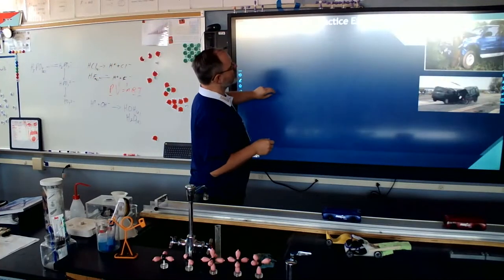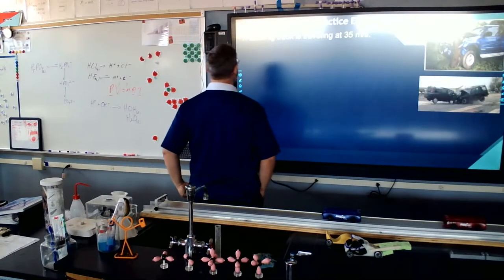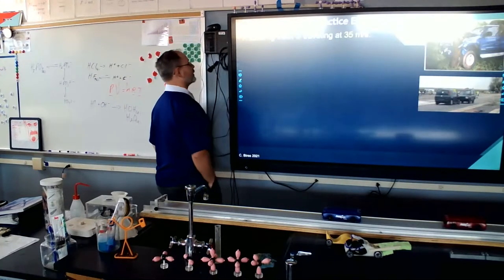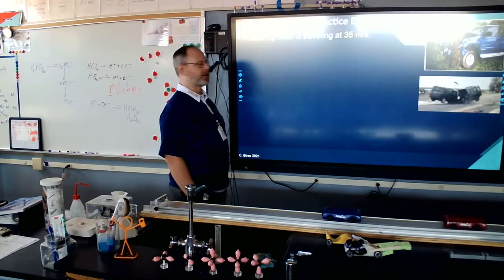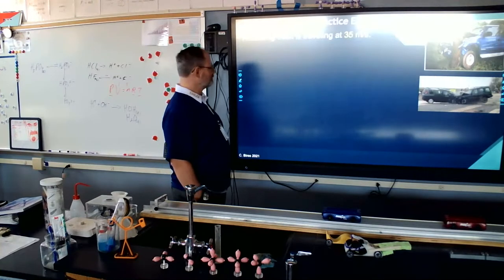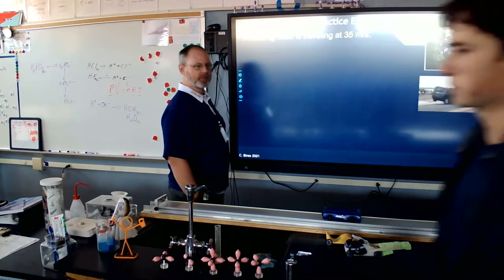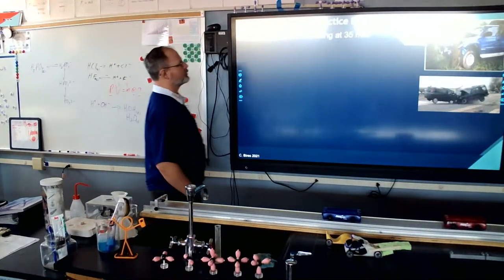Impulse and momentum. This might require some calculators and a whiteboard. A 2200 kilogram truck is traveling at 35 meters per second. You know what I'm going to ask, right? What is momentum? Exactly. A 2200 kilogram truck is traveling at 35 meters per second. What would be its momentum?